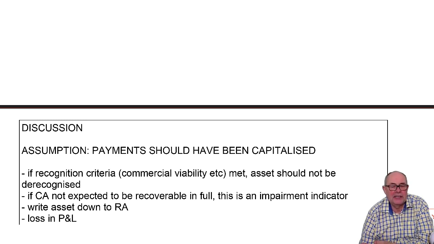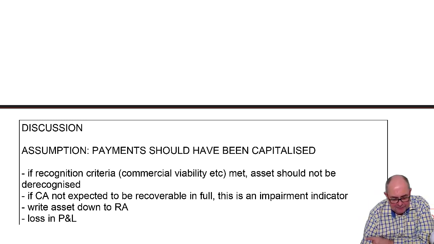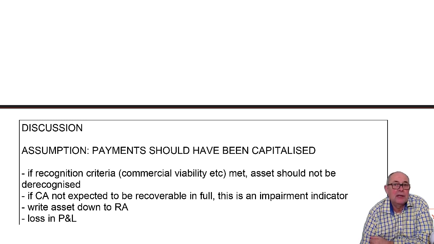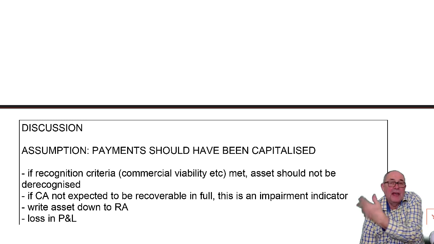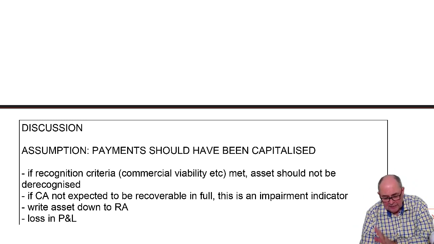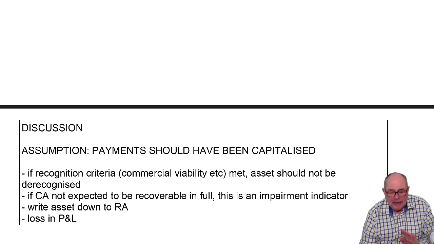Don't just de-recognise it. You can't just take it out of the books completely. It will disappear, I suppose, if the recoverable amount is zero, but we're not saying that necessarily. Demonstrate your knowledge of impairment. Easy mark always is to say that the loss would be in the profit and loss, and that the asset must be written down to recoverable amount. And then, of course, you can explain a bit more about that, can't you? Greater of value in use, fair value, less cost to sell if you need to. That's fine. So, if the payment should have been capitalised, it's an impairment.